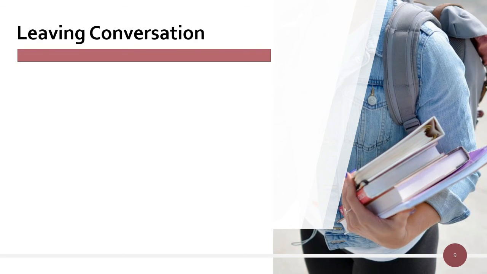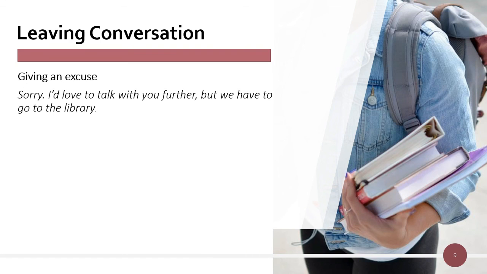If you have something to do and you need to leave the conversation, here I will give you some tips on how to leave, how to end the conversation. You can end the conversation by giving an excuse. For example, sorry, I'd love to talk with you further, but we have to go to the library. By giving an excuse that you need to go to the library, you cannot continue the conversation.